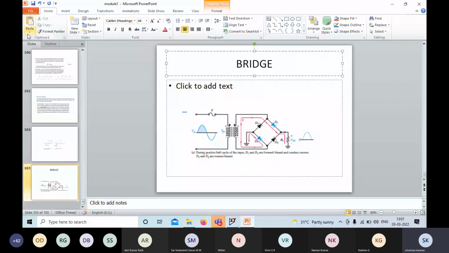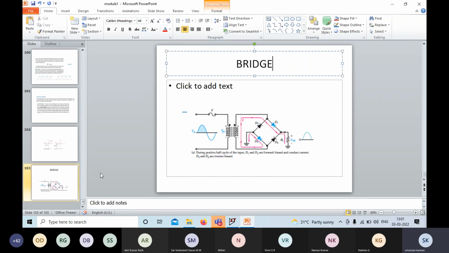Are you able to see the circuit diagram? Yes, sir. So this is called a full wave bridge rectifier. The advantage of this bridge rectifier is that it eliminates the need for a center tap transformer. For full wave rectification, you require a transformer with three coils. But in the case of bridge rectifiers, you can use two coils, L1 and L2.